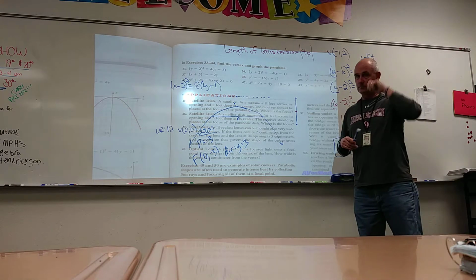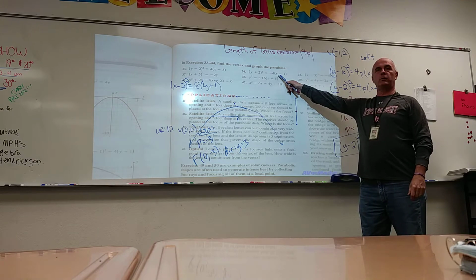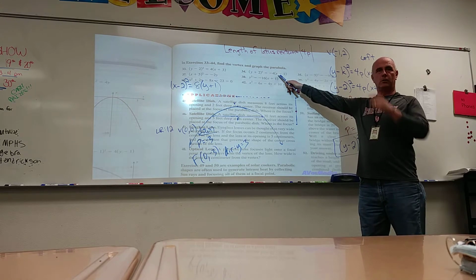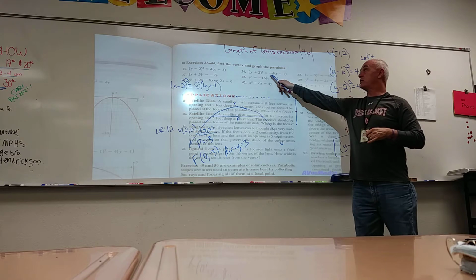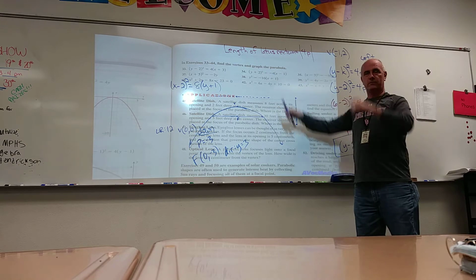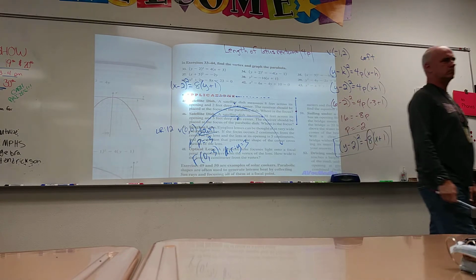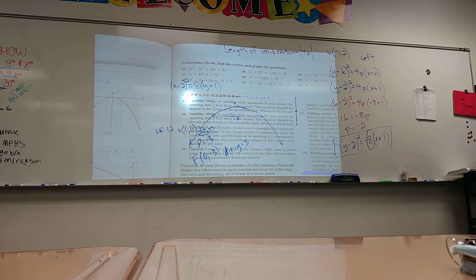Because x is unsquared, the unsquared term, which means it opens horizontally, and P is negative, which means it opens left. What is P? -1. P is -1. Good. What's the length of the latus rectum?